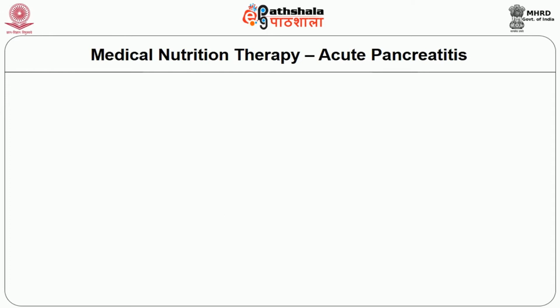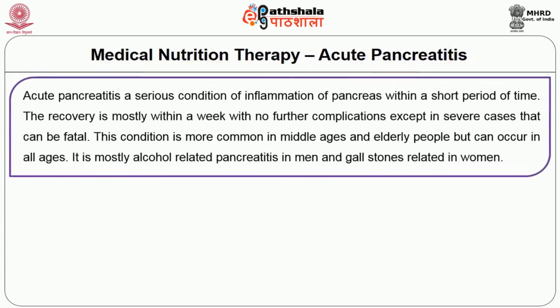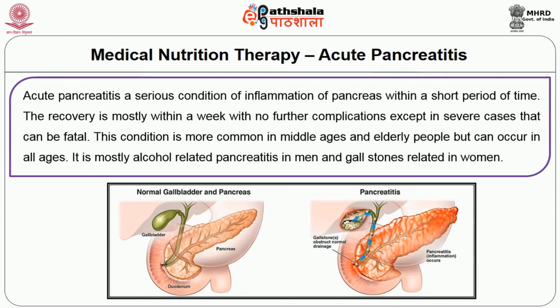First, acute pancreatitis. Acute pancreatitis is a serious condition of inflammation of the pancreas within a short period of time. The recovery is mostly within a week with no further complications, except in severe cases that can be fatal. This condition is more common in middle-aged and elderly people, but can occur in all age groups. It is mostly alcohol related in men and gallstone related in women.